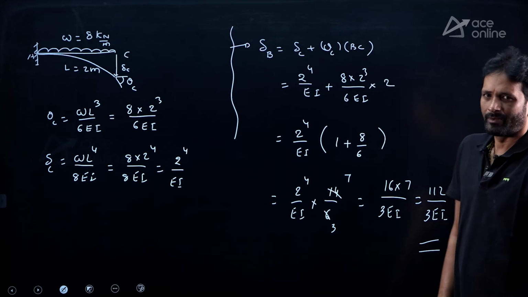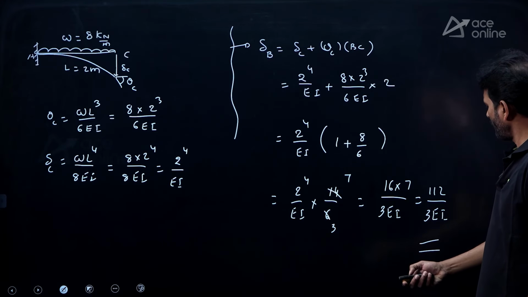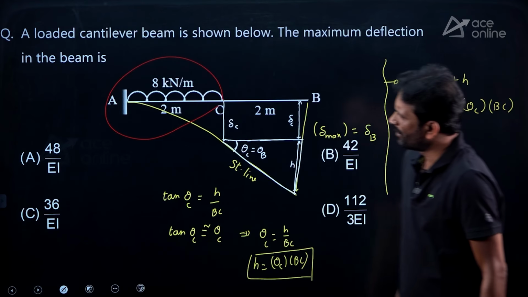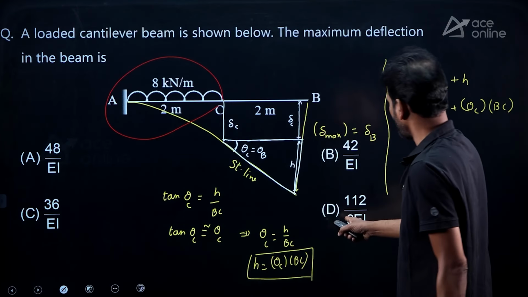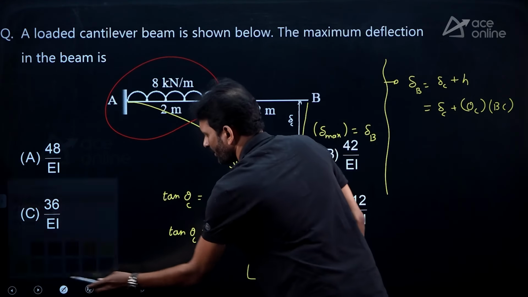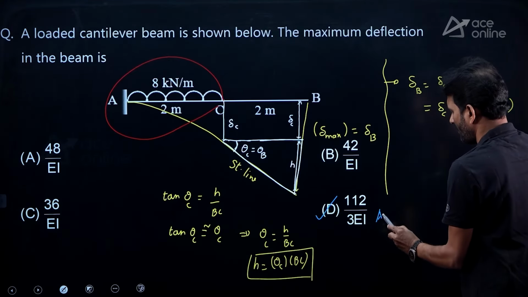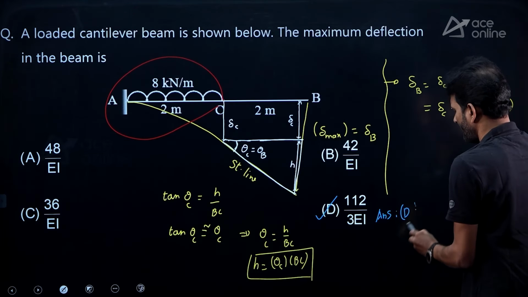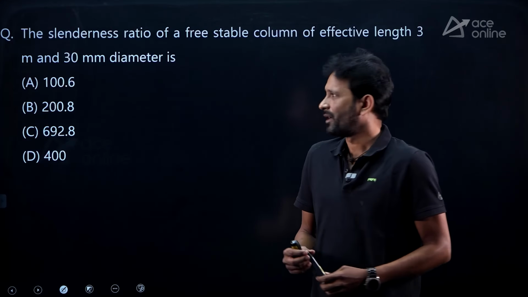This is the maximum deflection we are observing at the free end of the given cantilever. See the options: 112 divided by 3EI. Yeah, option D. 112 divided by 3EI we are observing at option D. Answer is option D for this question. Hope it is clear to you. Let's move to another question.